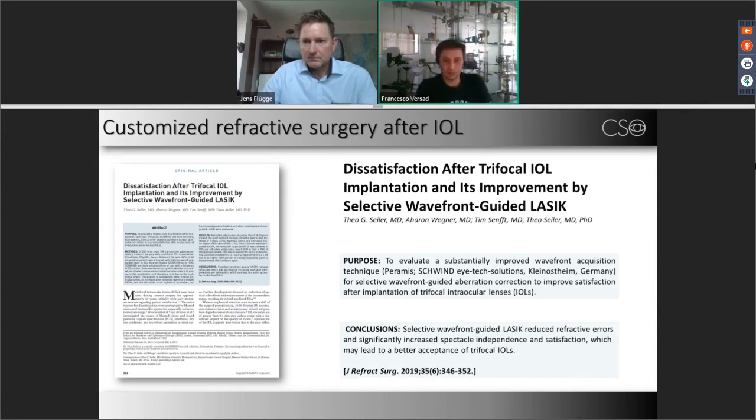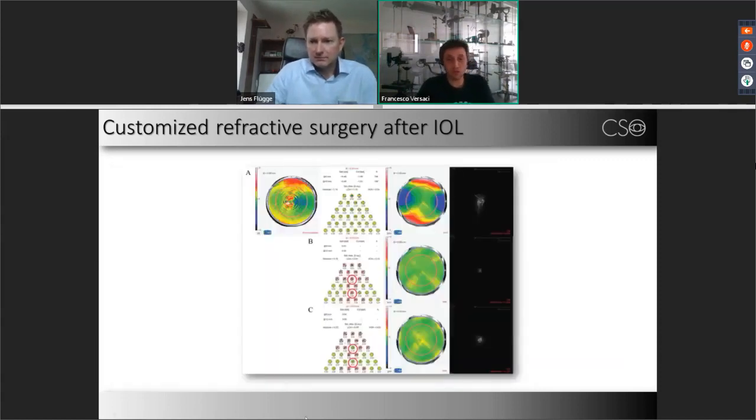So there is a certain range of patients unhappy after the IOL implant. What has been done is to correct those patients by means of customized refractive surgery, correcting the high order aberration and residual low order aberration to achieve the best corrected vision for this patient. And the results are, as always, awesome.